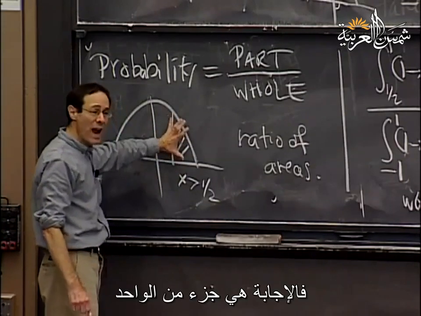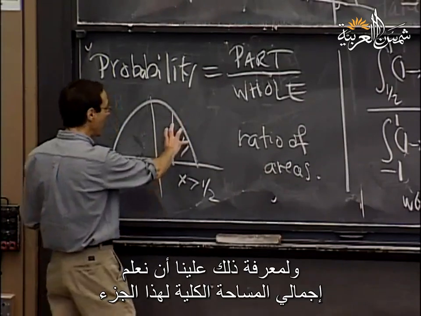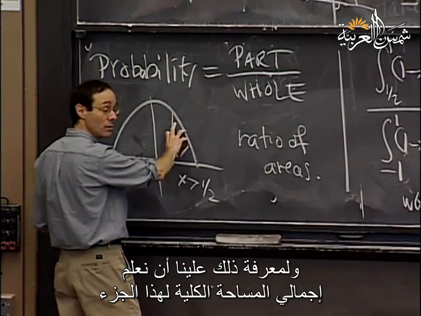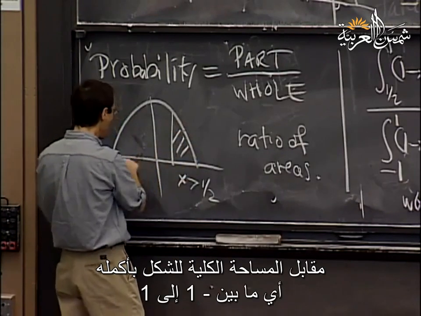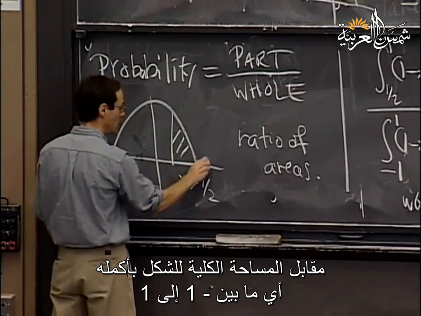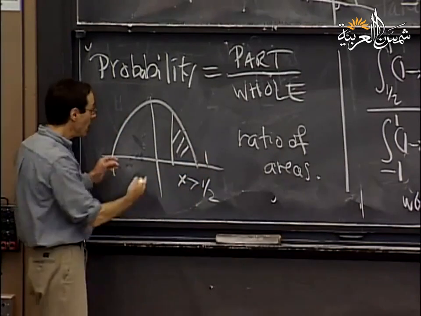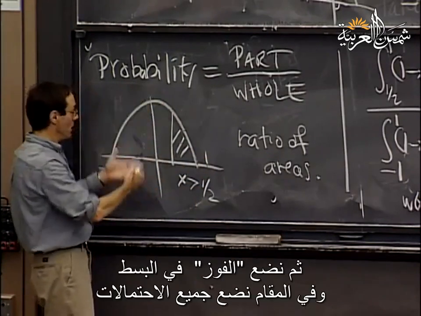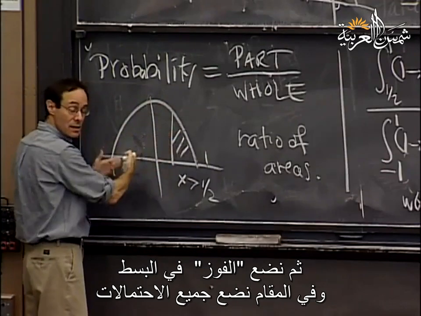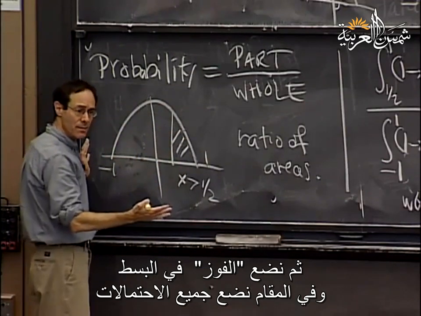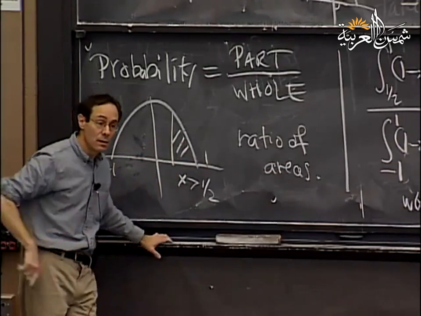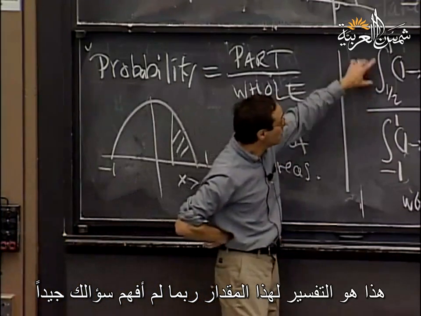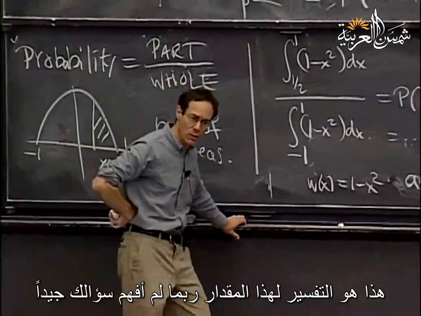The answer is it's some fraction of 1. And in order to figure that out, I have to figure out the total area here versus the total of the entire, all the way from -1 to 1, the beginning to the end. All right? So in the numerator, I put success, and in the denominator, I put all possibilities. So that, right? And that's the interpretation of this. So maybe I didn't understand your question.